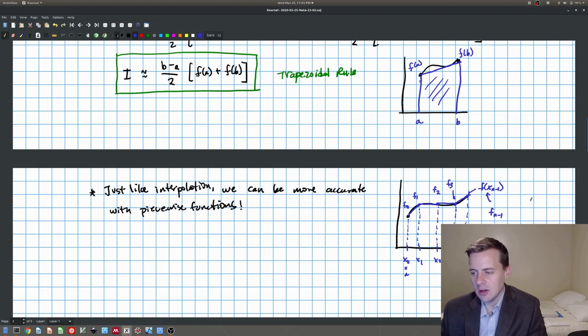So in this case here, n is equal to what? 1, 2, 3, 4, 5. So n minus 1, that's f4.